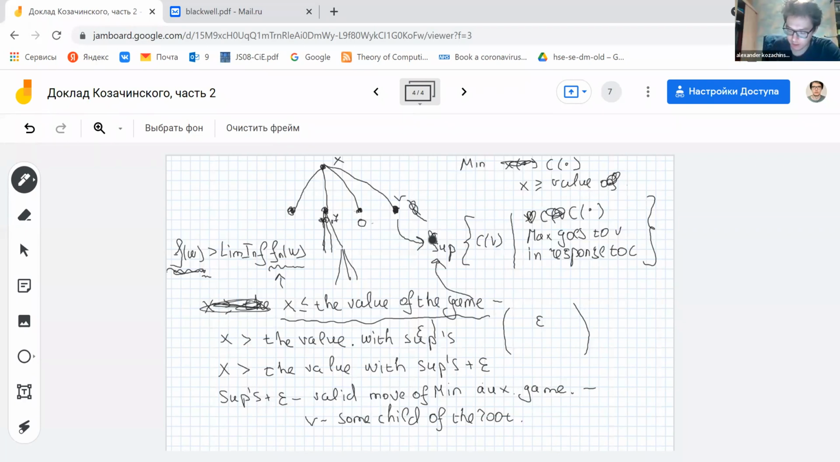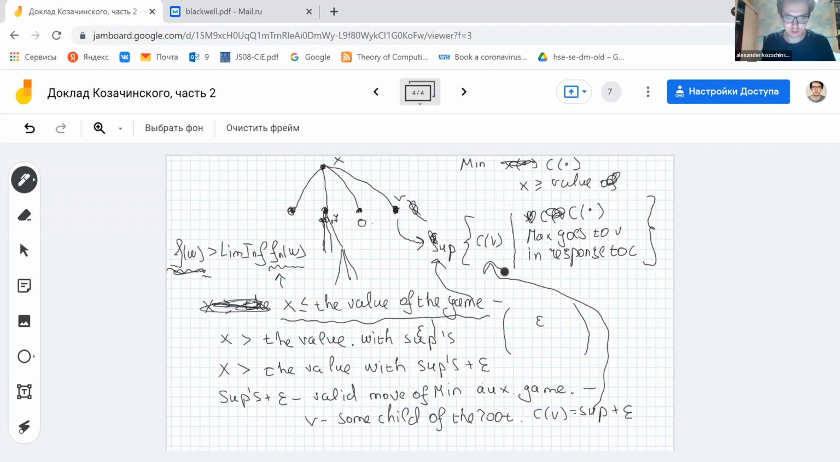Yeah. And then there is a contradiction because we have a valid move of min. In response, we go to some v, but for this move of min, the C of v is supremum plus epsilon. But this supremum is just a supremum of all possible C of v's such that we go to v. So the idea is clear, right? Why? No, you have just proved that it has that local property, right? Or what? Yeah.